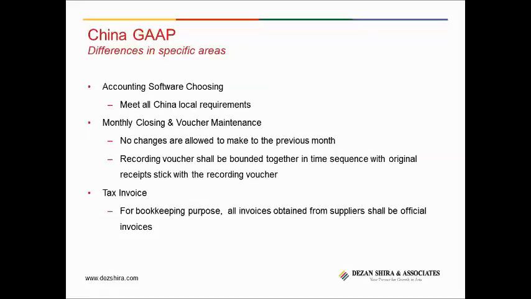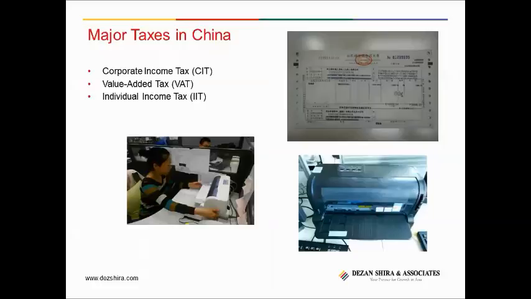Tax invoices. In China, for bookkeeping purposes, all invoices obtained from suppliers shall be official invoices, which we call fapiao, issued by the Tax Bureau. Meanwhile, if an enterprise needs to provide invoices to customers, the invoice has to be purchased from the Tax Bureau. So tell me, Ines, you just mentioned fapiao. How does the fapiao differ from a receipt that you might use in the US, for example?